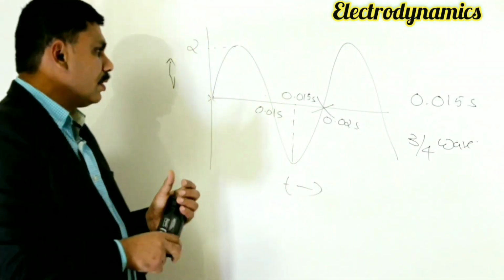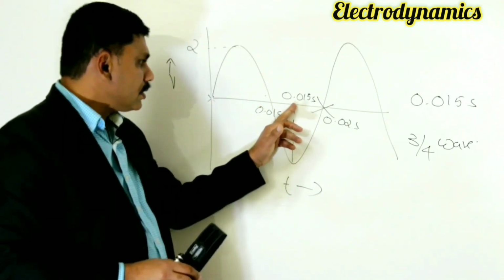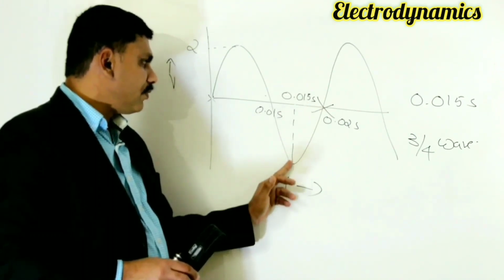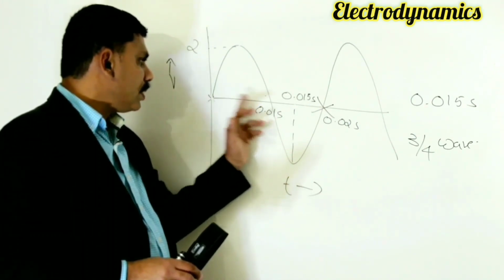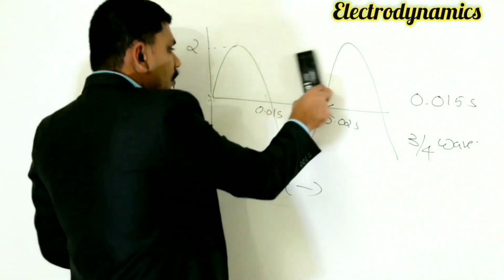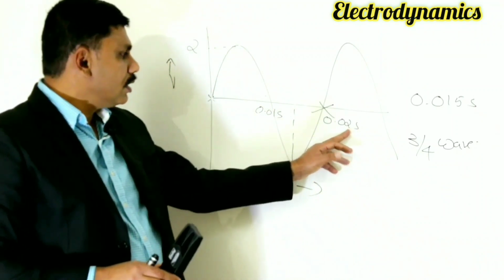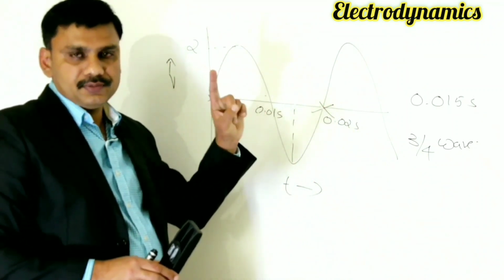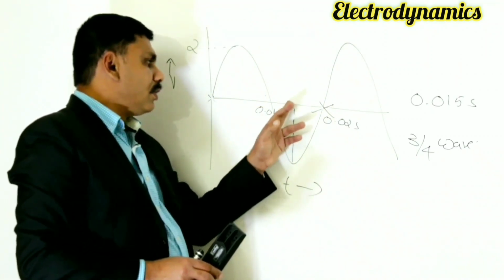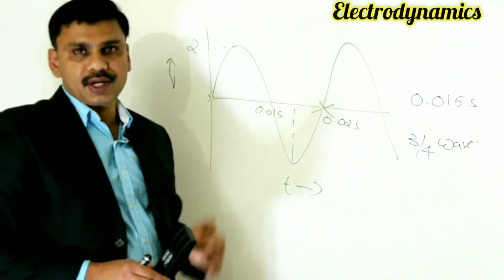3/4 wave. So this is half wave, and 0.015 second is here. So this is 1/4 of the wave. So total wave from here to here, it is 3/4 wave. If the time is 0.02 second, there will be one wave, one rotation. So if it is here, there will be 3/4 of the wave or 3/4 of the rotation.